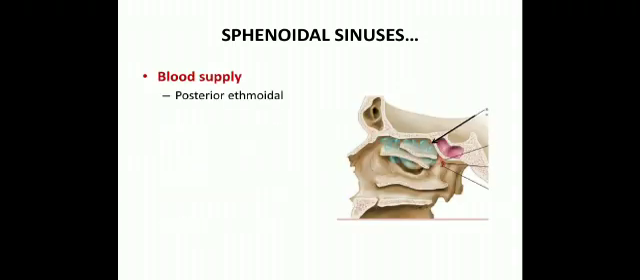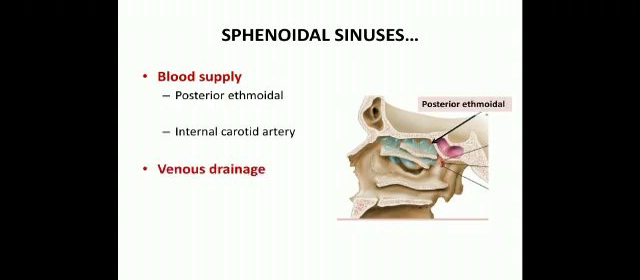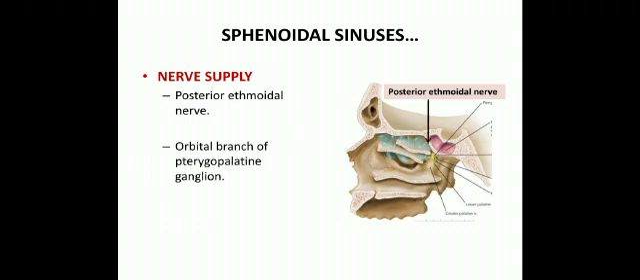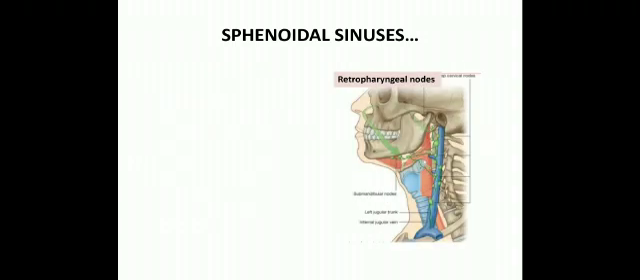The blood supply is by posterior ethmoidal artery and the internal carotid artery. The venous drainage is through the pterygoid venous plexus and the cavernous sinus. The nerve supply is by posterior ethmoidal nerve and the orbital branch of pterygopalatine ganglion. The lymphatic drainage is by retropharyngeal nodes.